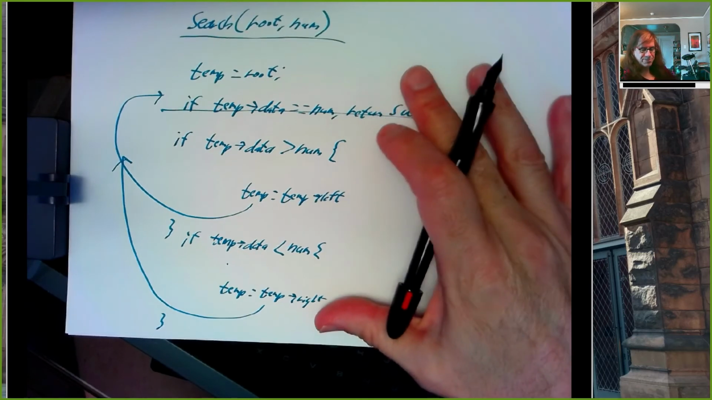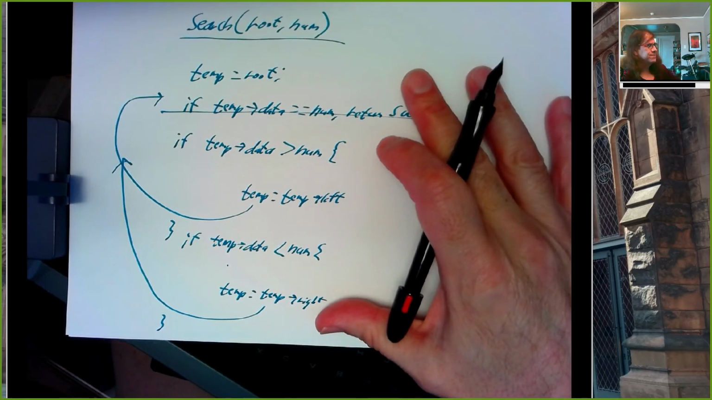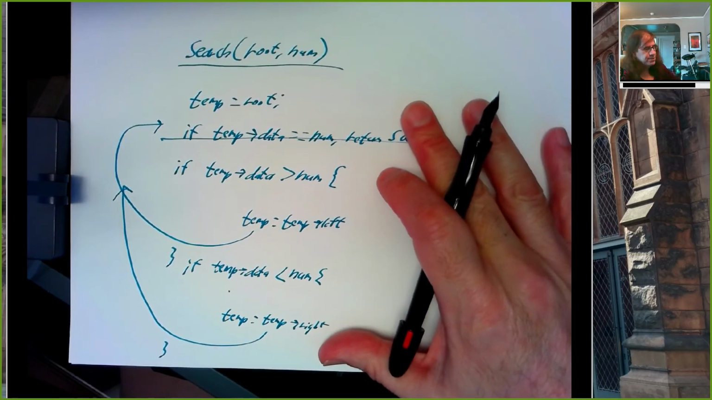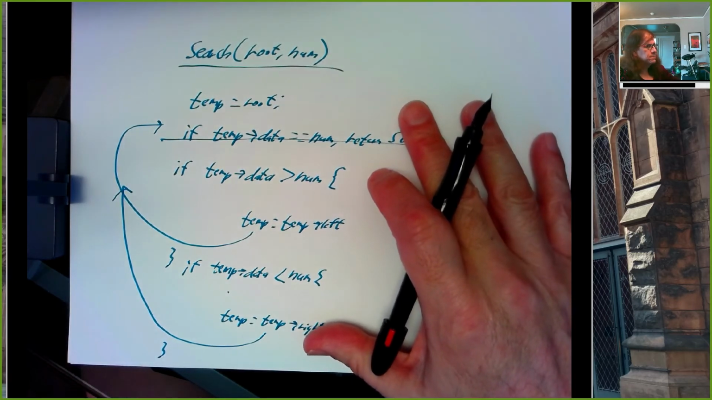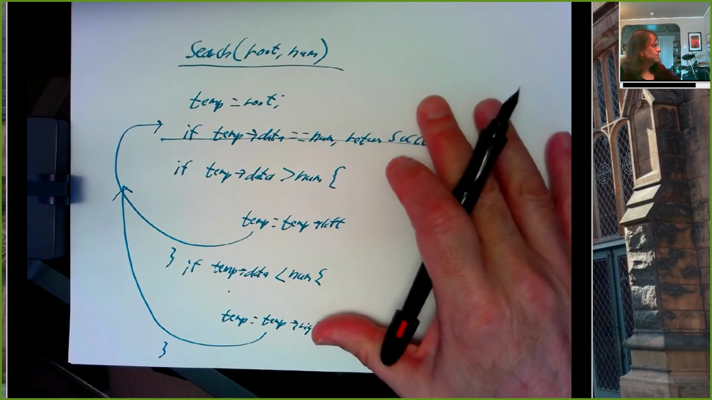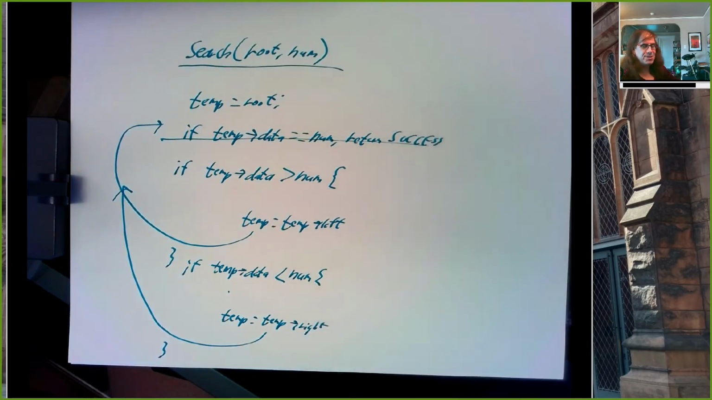All right, good so far on this. We've got to finish this up though, but so far so good. So here's the question. What happens if what we're looking for is not in the tree?